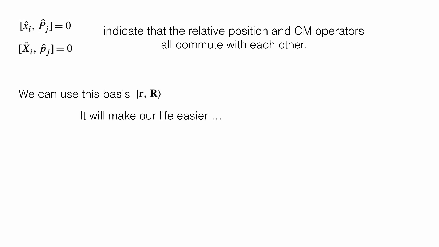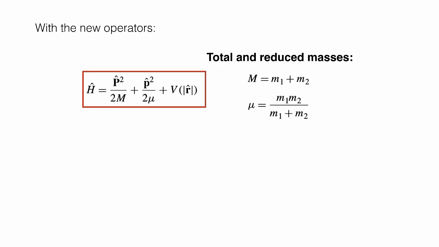In other words, if we use a new basis, which is given again by two labels, lowercase r and uppercase R, one being for the relative position, the other one for the position of the center of mass, we can certainly use that. It's perfectly fine. It will make our life easier because we will be able to do a separation of variables between r and R for the reason I gave you. So let's see that in a little more detail. The commutation relationship clearly indicates that this is true, but let's see what it means in practice.